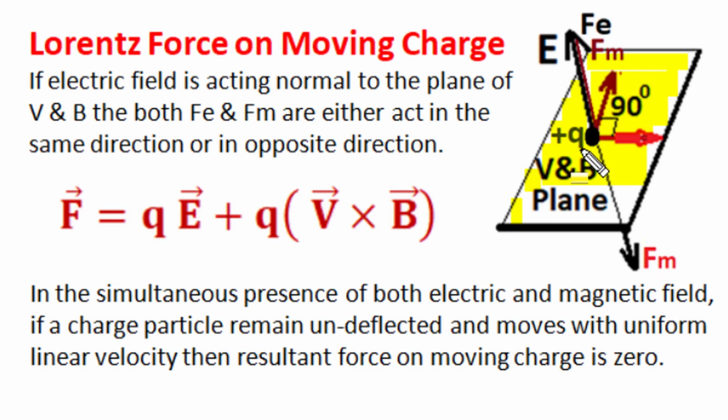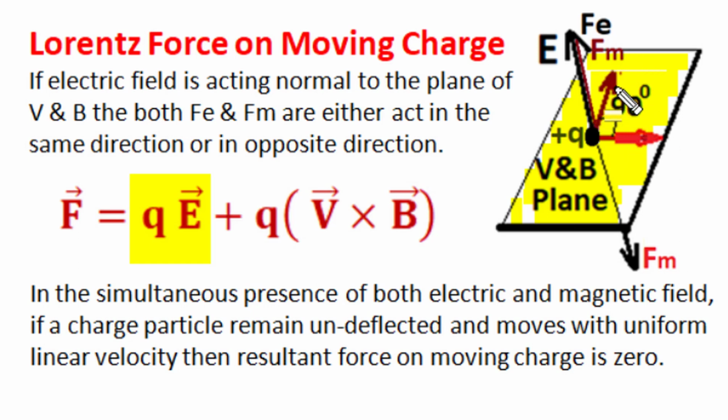For a moving positive charge, velocity and magnetic field both act in this VB plane, which is highlighted with yellow color, and if the electric field acts normal to this velocity and magnetic field plane, then for this positive charge, the direction of electric force is in the direction of the electric field intensity, and the magnitude of electric force is QE, whereas the direction of magnetic force is perpendicular to the VB plane, and that can be given by either the corkscrew rule or Fleming's left hand rule.